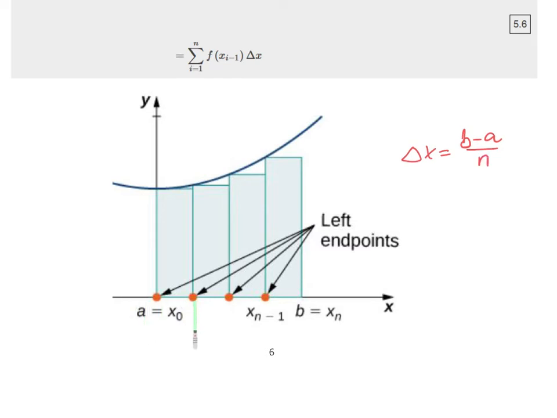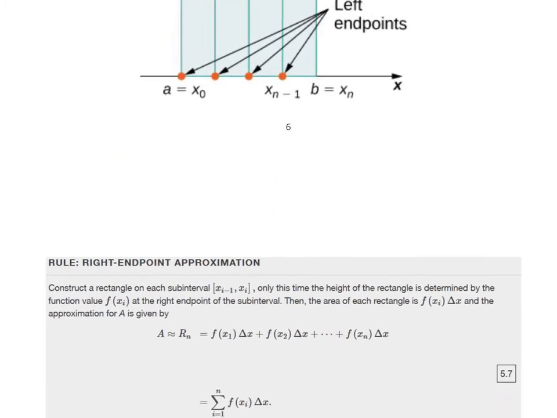My next endpoint would be A plus my delta x. So that's going to be my next endpoint. Whatever that value is, I put into my original function, and that's going to give me my height. And then I have my next one and next one and next one. This is the left endpoints.